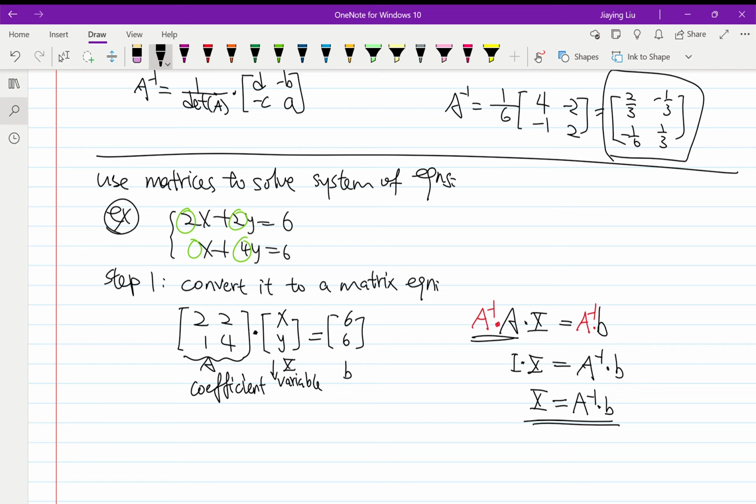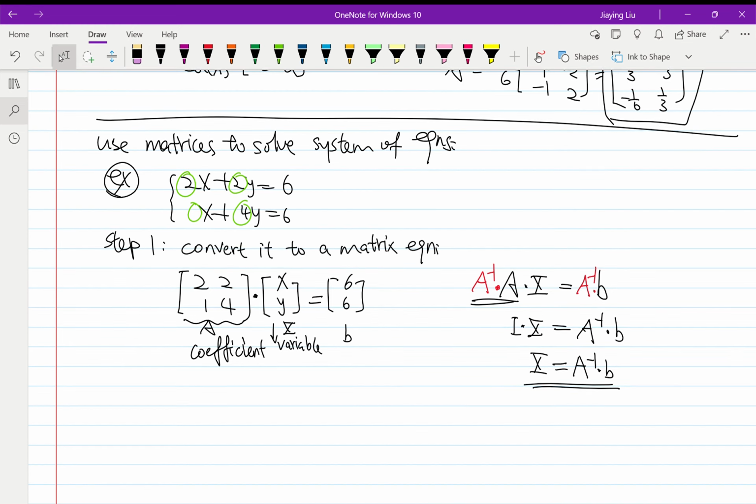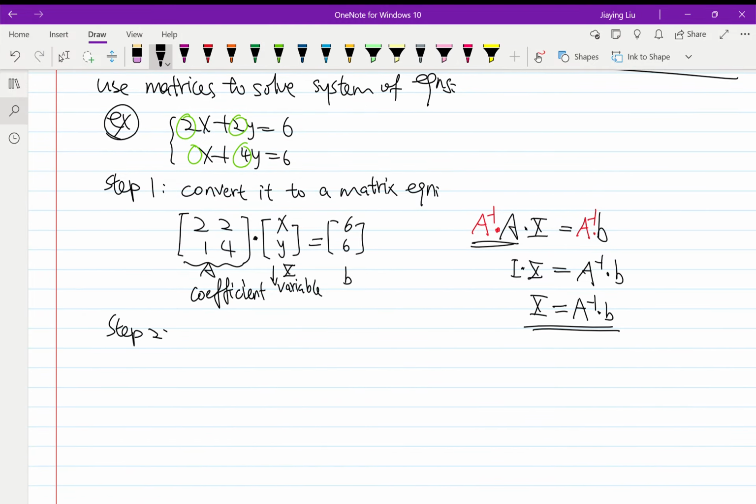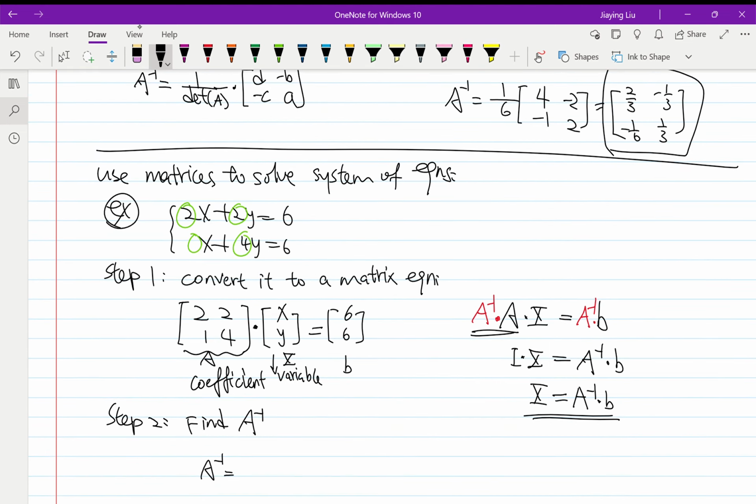In the example we had this A times X equals B, so if you want to find X, we're going to say X equals A inverse times B. But we have to know what A inverse is. So that's step 2. Find A inverse. Since I already did that with the earlier examples, A inverse we know. That's what I had above: 2 over 3, negative 1/3, negative 1/6, and 1 over 3.